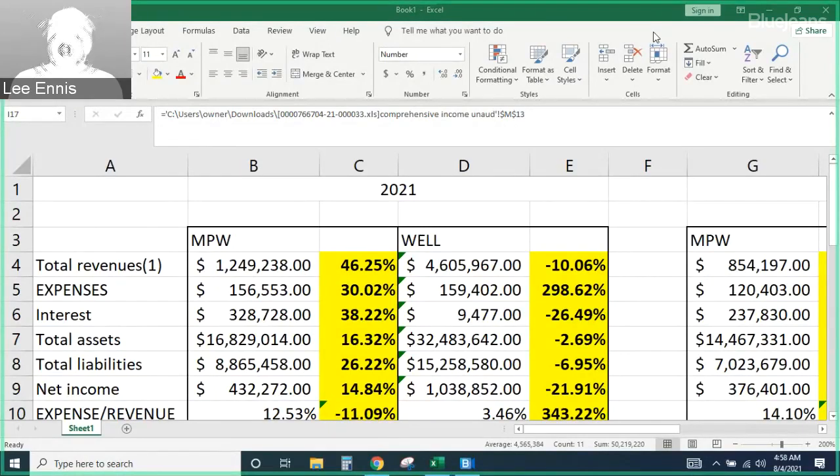All right, so this is a financial analysis comparing MPW and Welltower. Just a few quick things. Total revenues is pretty straightforward, and this is using the last 3 years of data, so 2021, 2020, and 2019.